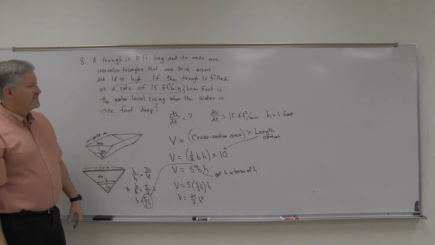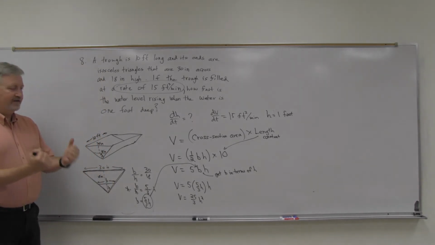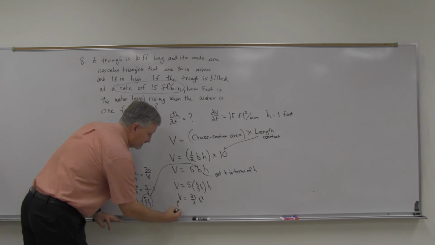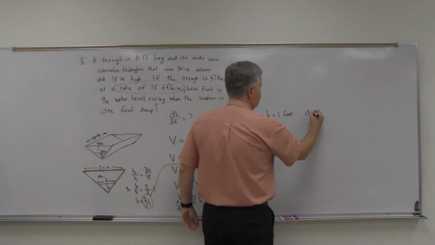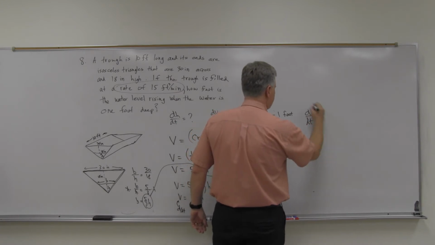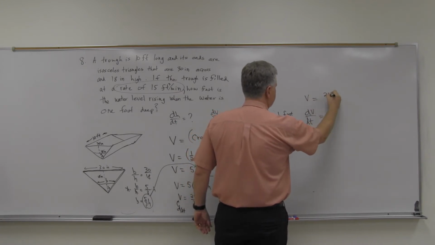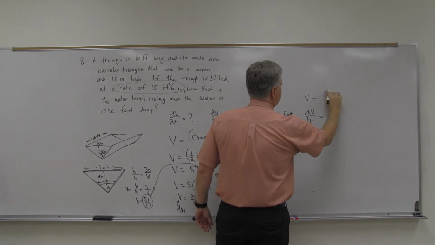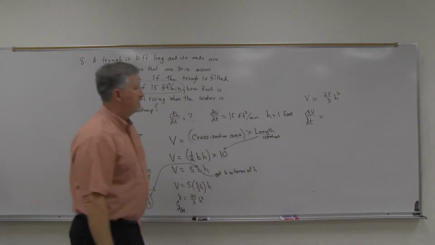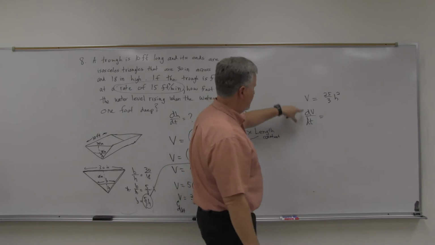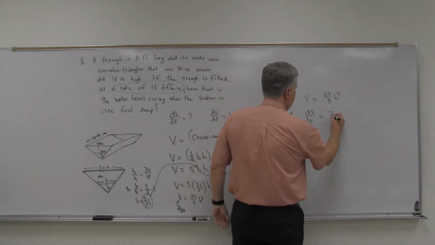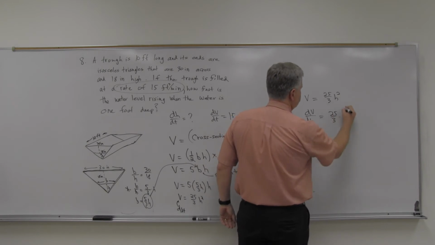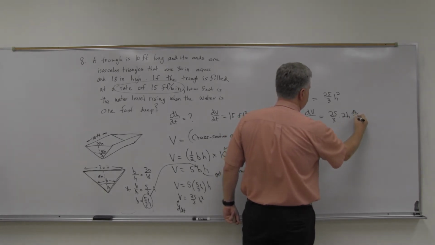All right. So now we're ready to d/dt. Take the derivative with respect to t of this. So that'll be dV over dt. So it'll be dV over dt on the left. Over here I'll have 25 thirds times 2h, but I'm doing the derivative with respect to t, so it'll be dh over dt.